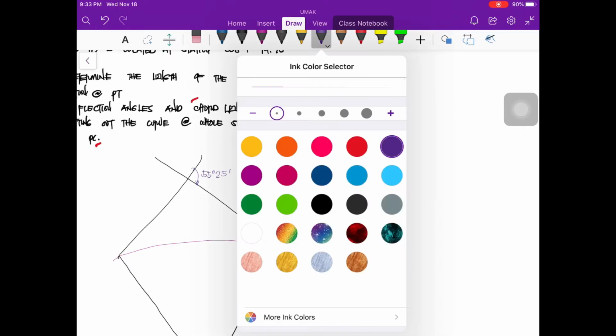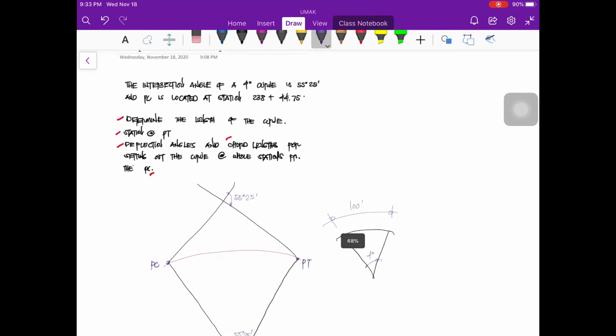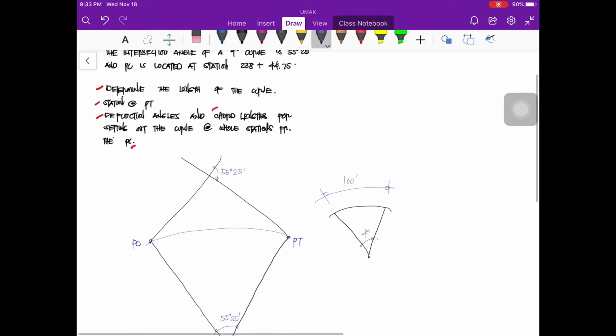Then one more thing, let's make it thicker. The PC, and this is PT. The PC is stationed at 238 plus 44.75 feet. So this is, let's use violet, station at 238 plus 44.75 feet.